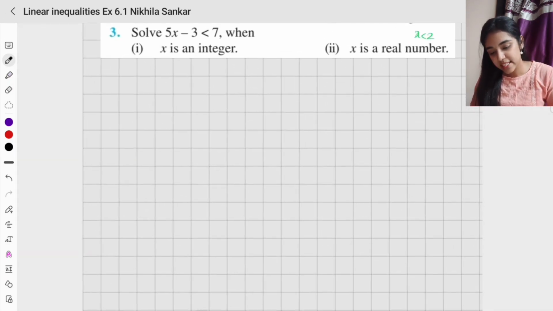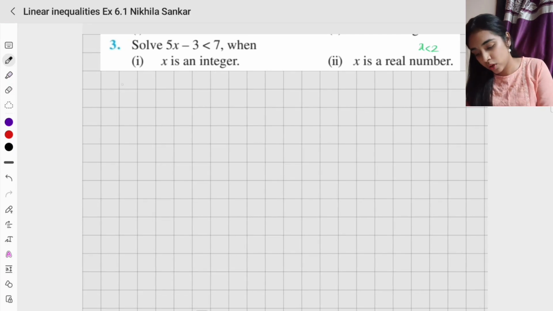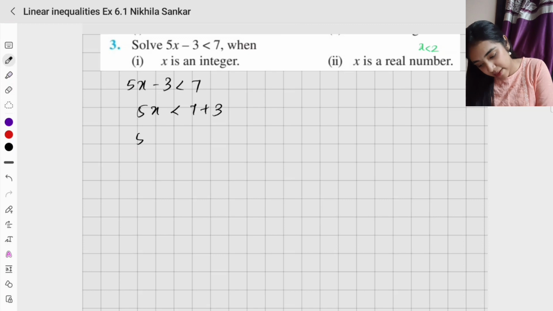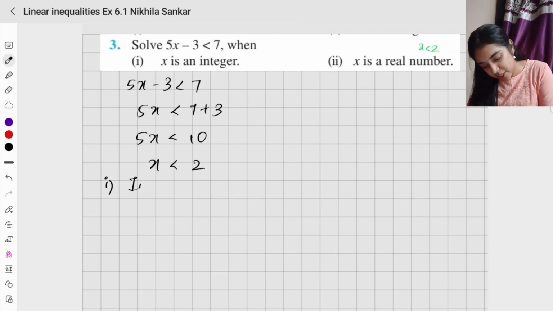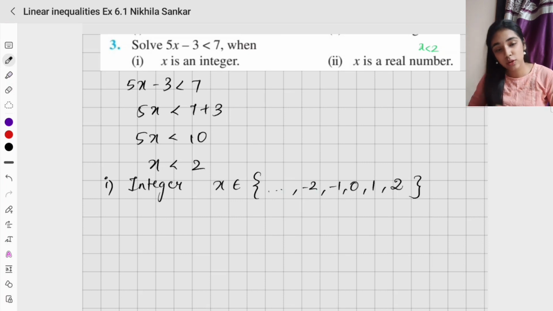Question number 3. X is an integer and x is a real number. Now I'm going to solve 5x minus 3 less than 7. 5x is less than 7 plus 3. 5x is less than 10. X is less than 2. X is an integer. So first subsection, integer, it will have all the positive and the negative numbers. So x belongs to x less than 2, so 1, 0, minus 1, minus 2 and so on until minus infinity. It includes all the integers.